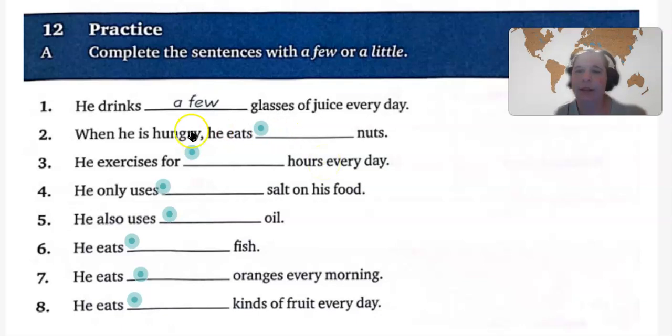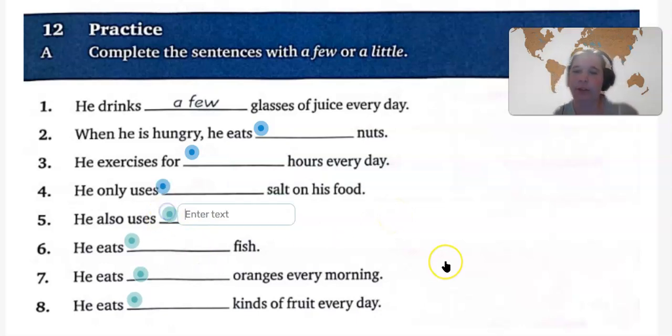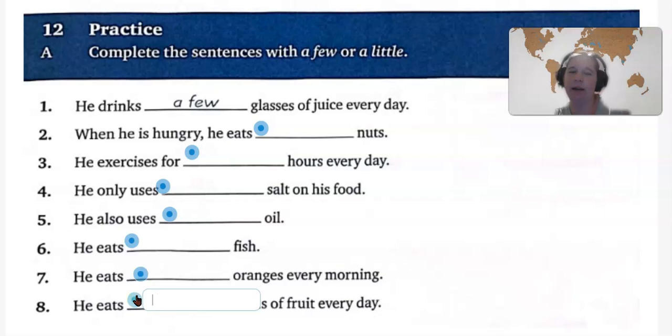Then let's do a few and a little. When he's hungry, he eats a few nuts. When he exercises for a few hours every day, he only uses a little salt on his food. He also uses a little oil. He eats, this one could be either one, but usually a little fish. He eats a few oranges every morning. He eats a few kinds of fruit every day.